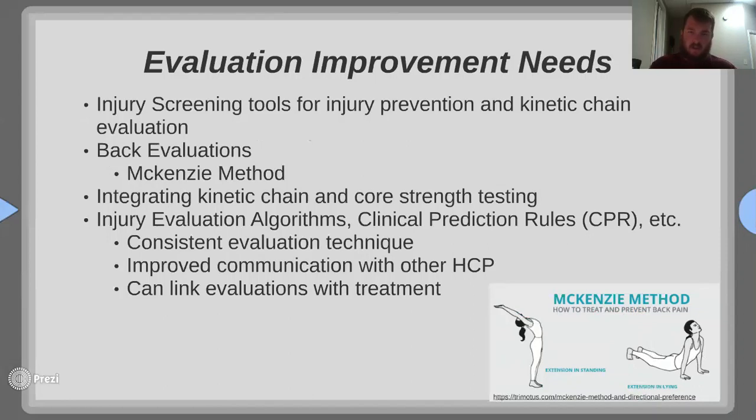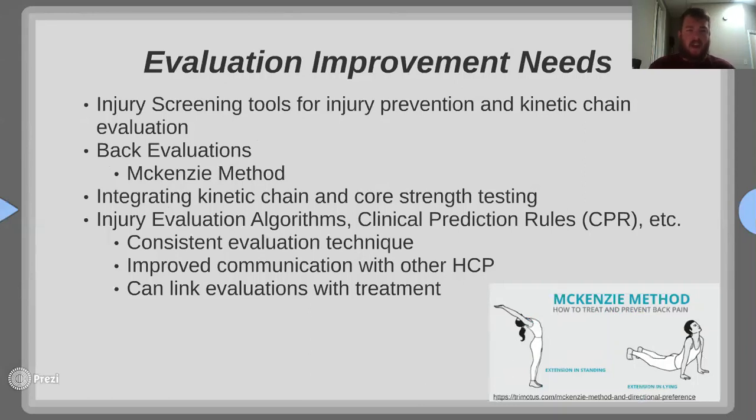Other evaluation improvements I need to do is to improve my back evaluation. I think by using the McKenzie evaluation method, that will really be helpful for me. I also need to integrate kinetic chain and core strengthening testing into my back evaluations. Typically, my back evaluations have just been patients laying on the table, and me palpating and doing simple tests. So incorporating other things will be helpful in that.